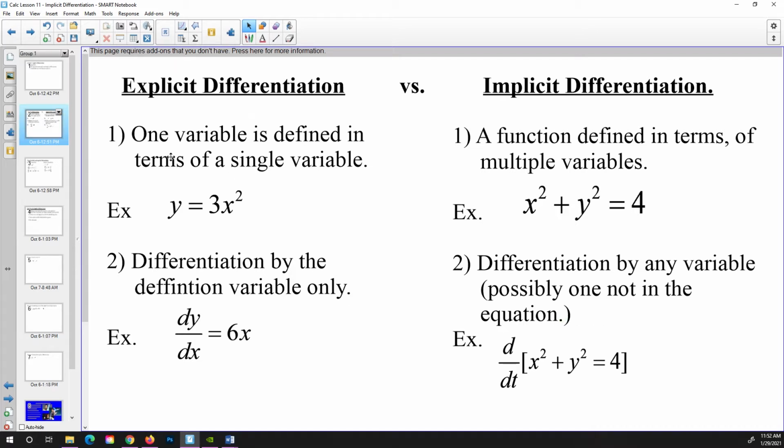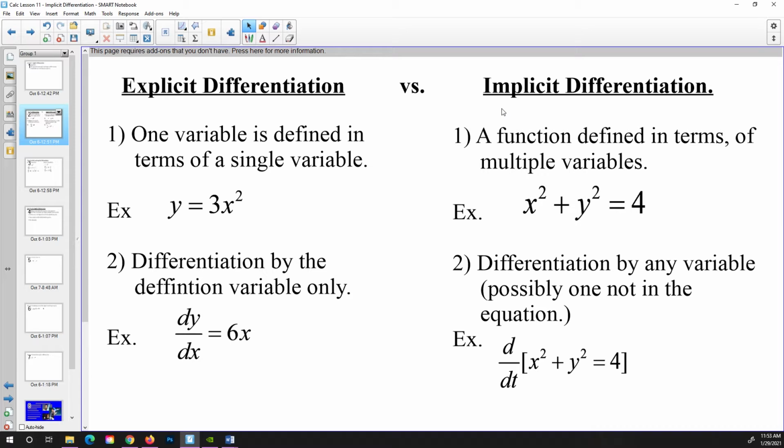In explicit differentiation, one variable is defined in terms of a single variable. So y is equal to 3x squared, or 3x squared plus 2x plus 1. We have this single variable defined in terms of x's. And the second thing is differentiation will be by the defining variable only. So when we do the derivative of an explicit function, it will be with respect to whatever variable that function was defined by. So we will derive with respect to x because this function was defined by x.